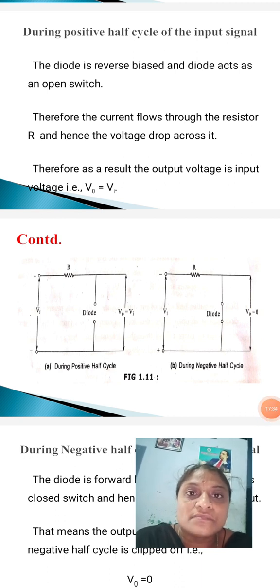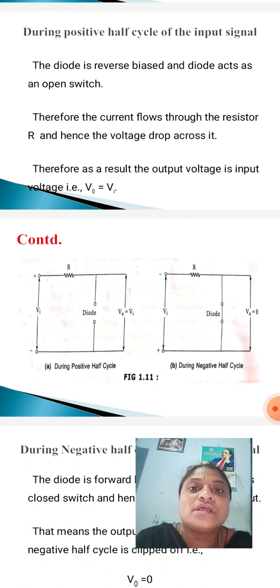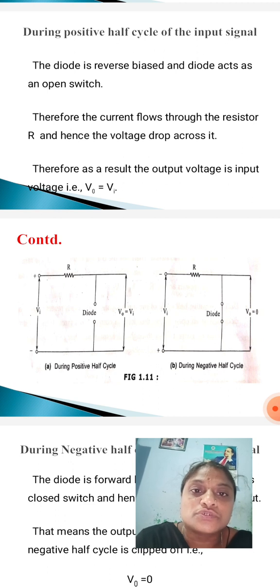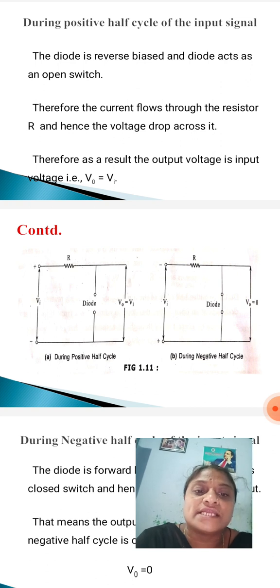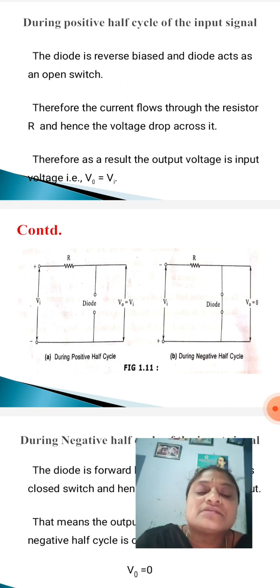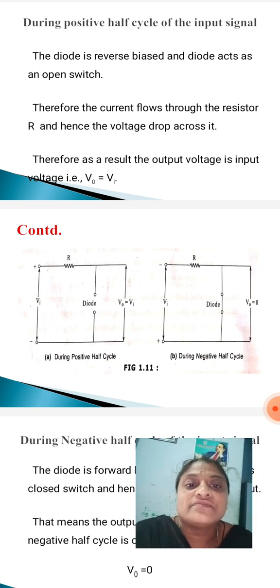Therefore, the current flows through the resistor R, and hence there is a voltage drop across it. This voltage drop goes to the output voltage. As a result, the output voltage is the input voltage. The positive half cycle of the input waveform appears at the output. That's why the output voltage V0 is equal to Vi.